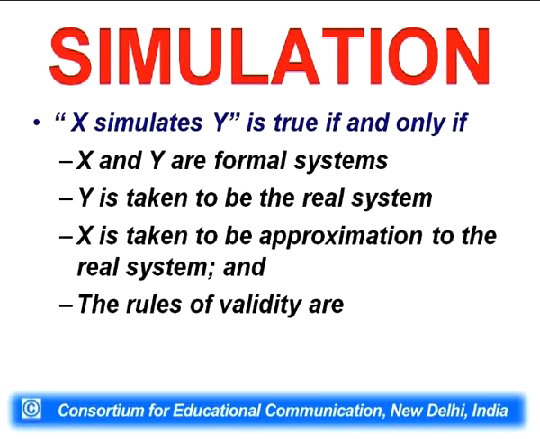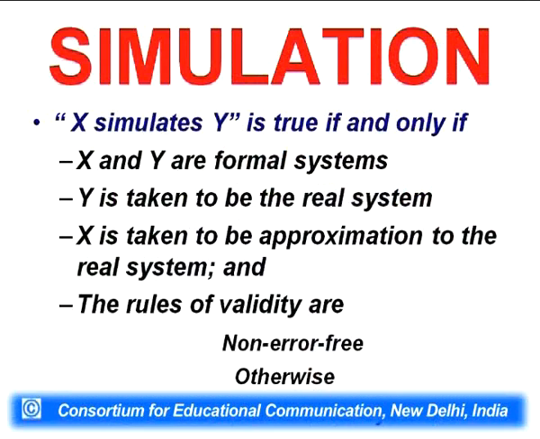X is taken to be an approximation to the real system. So X is an approximation of real system Y. And the rules of validity are, what are the rules? Non-error free. Otherwise, X will become the real system.